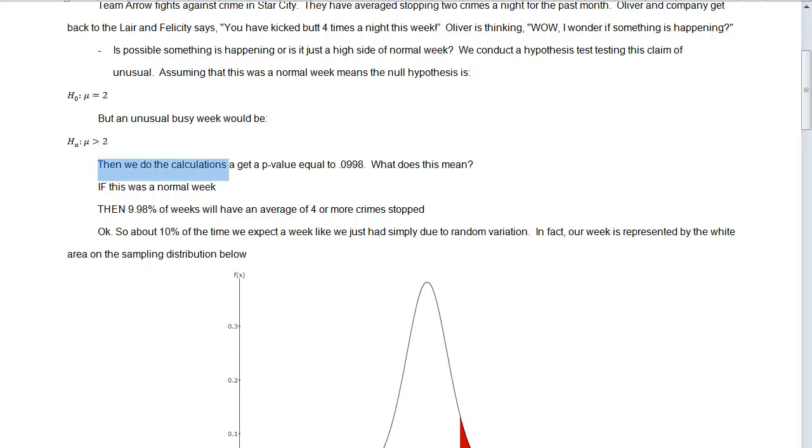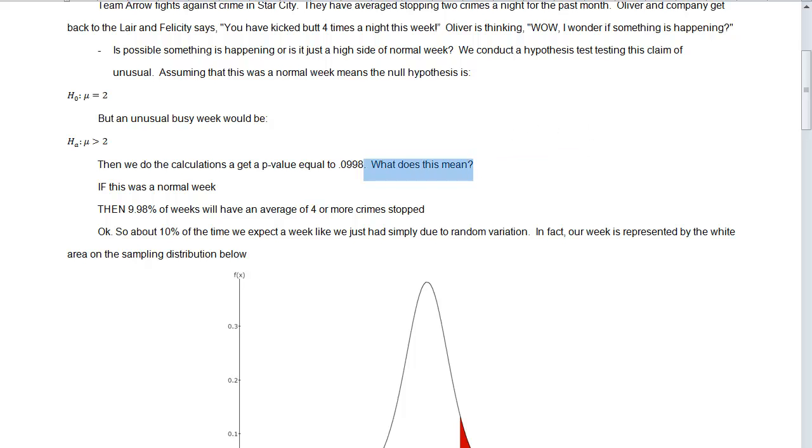So I do the calculations to get a p-value. And it's equal to 0.0998. Just editorial note, I did do a random simulation. Actually, I did a bunch of random simulations and picked one simulation for this.